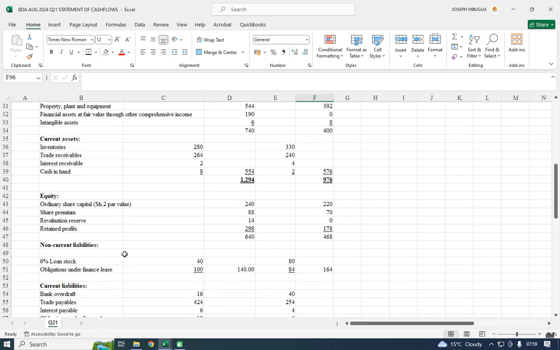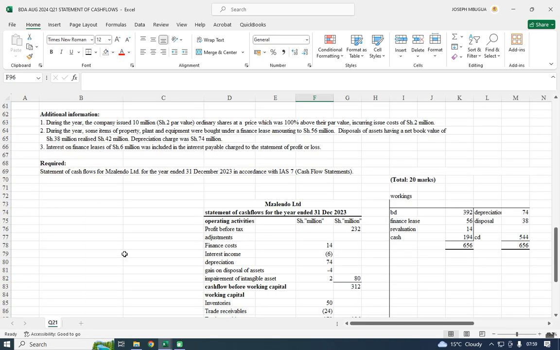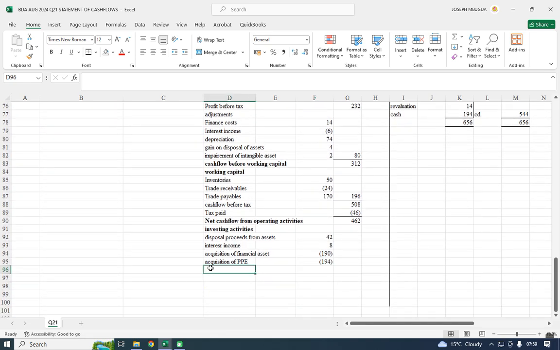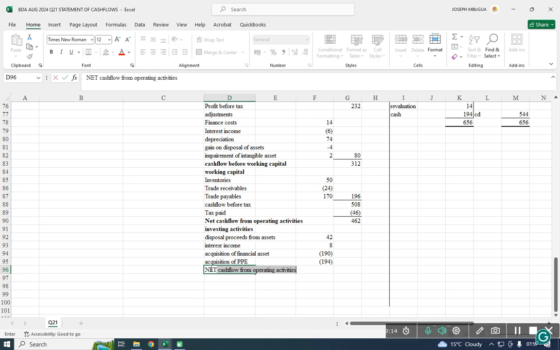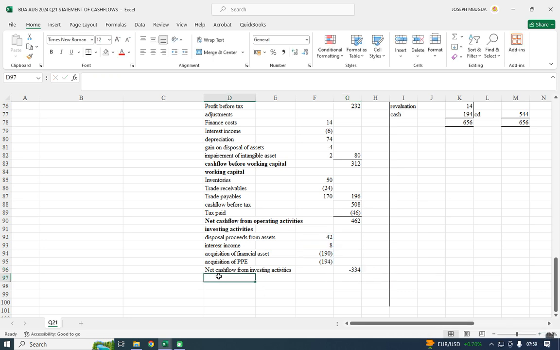And the non-current, we have covered the PPE, financial asset, and the intangible, and the interest income, and the disposal. So here we get the net cash flow from investing activities. So get the total of this one. Yeah, that way 334. We go to financing activities.